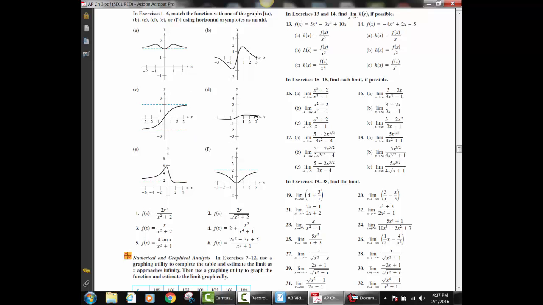This one looks like at both ends it's approaching 0, one from above, one from below. The limit as x approaches negative infinity looks like it's approaching a height of 2. Same thing on the far right side. Notice the graph does cross it there. And here, the limit as x approaches infinity seems to be approaching a height of 2 on both sides.